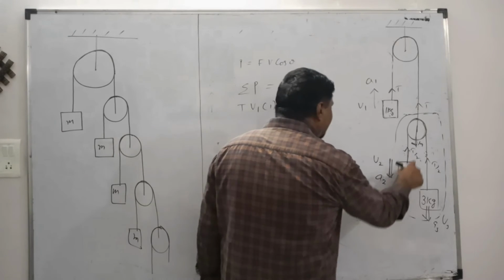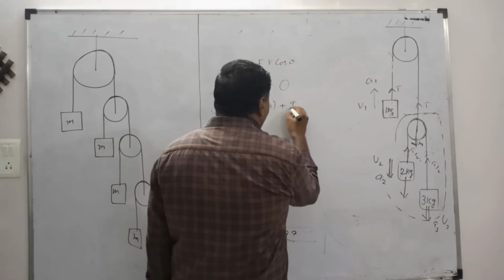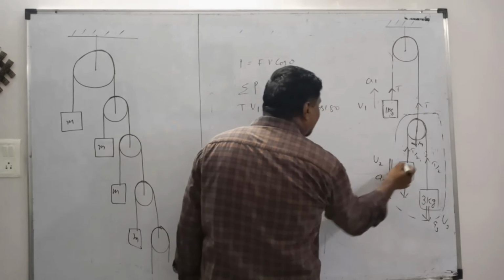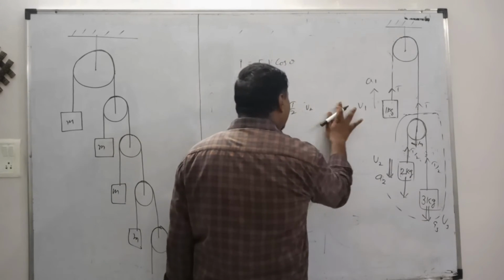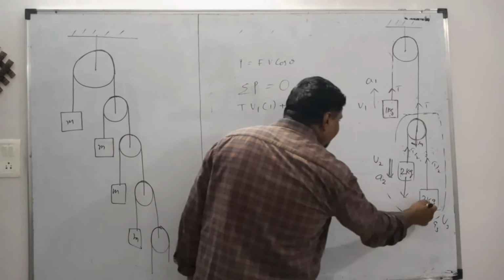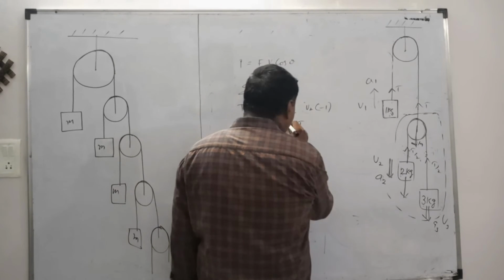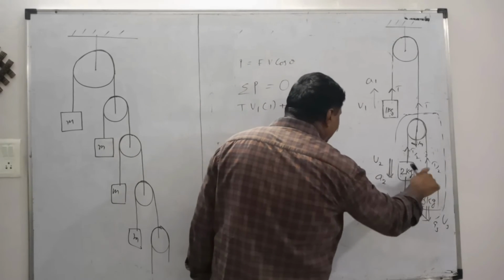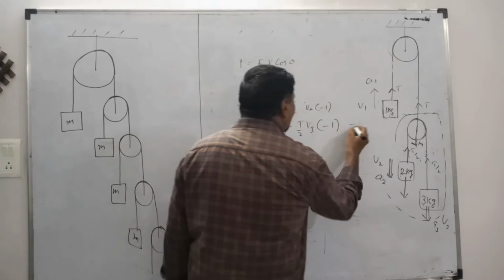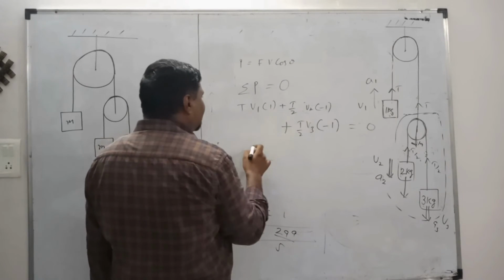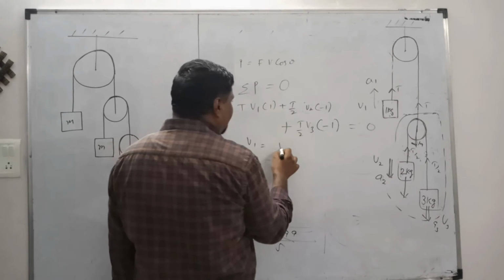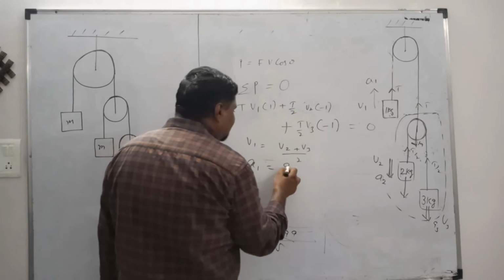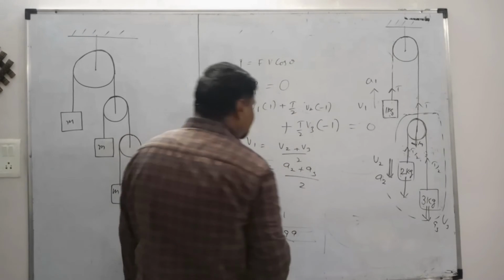Only tension. So the power of the tension here is T by 2 upward and the velocity is downward, that is v2, and as the angle between T by 2 and the velocity is 180, cos 180 is minus 1. I am writing the same here: in this case also T by 2 upward and the velocity is downward, and as the angle is 180, cos 180 is minus 1. The total power should be 0, and if I solve this, it will be v1 is equal to v2 plus v3 by 2. If I differentiate this, it will give the acceleration relation between accelerations.